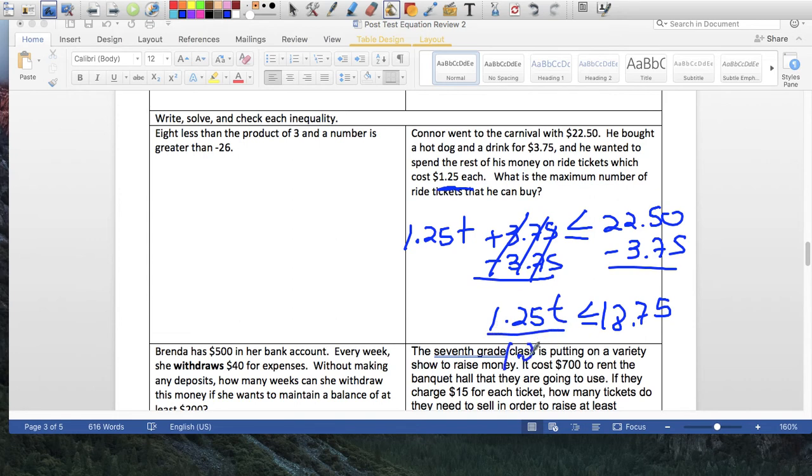Well, divide this side by 1.25, divide this side by 1.25, and t equals, Alexa, what's 18.75 divided by 1.25?